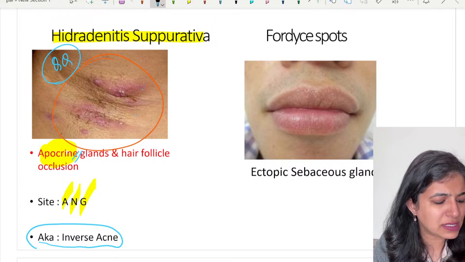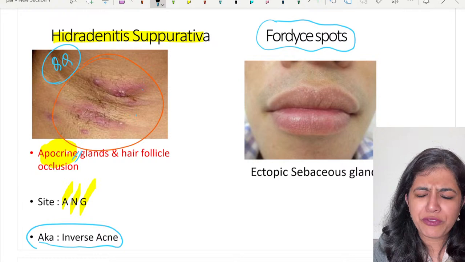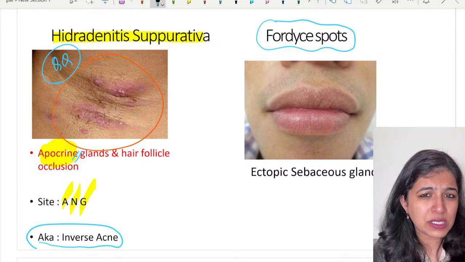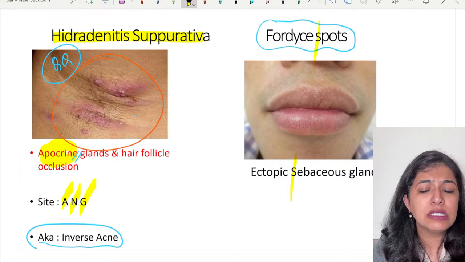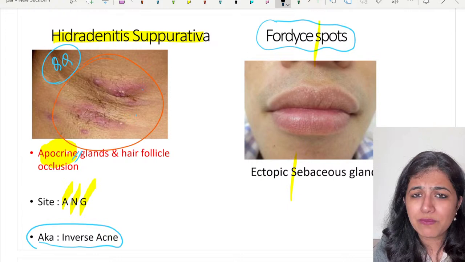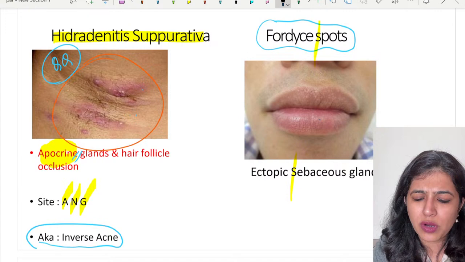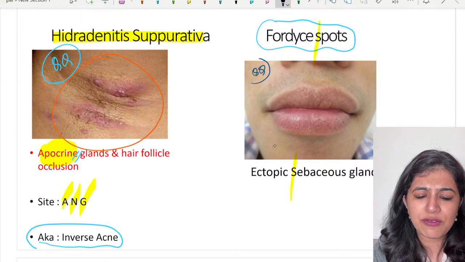Then a very erstwhile favorite. I will say erstwhile favorite because now they have so many things to ask. They have forgotten Fordyce spots as a question, but you never know. Remember S for spots, S for sebaceous glands. So Fordyce spots are ectopic sebaceous glands. Since sebaceous glands produce sebum, which is yellow in color, these glands look like yellow dots on the lips. These are Fordyce spots. Very important. If it comes as an image, you cannot absolutely do it wrong.